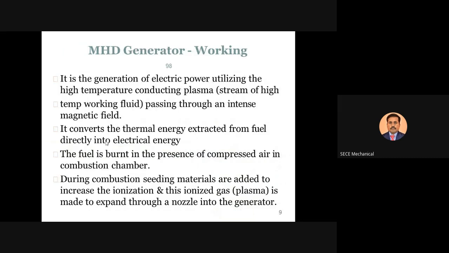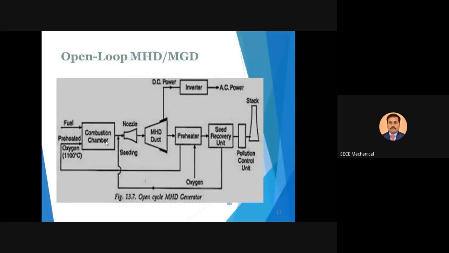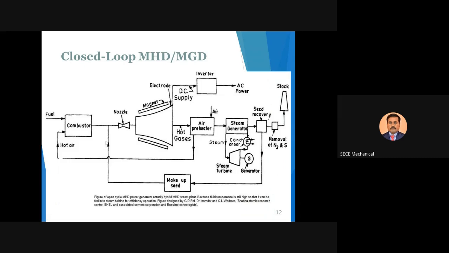If it is an open type MHD, only power generation is taken from your MHD generator. If it is a closed loop MHD, power generation takes place in two areas, one with the help of MHD, another with the help of a steam turbine. The steam turbine gets the steam from the hot gases coming out of your MHD, which go to the air preheater, and additionally air is preheated, then it goes to the steam turbine and the steam is expanded in the steam turbine.